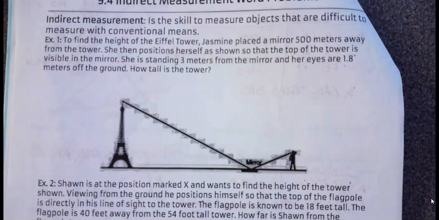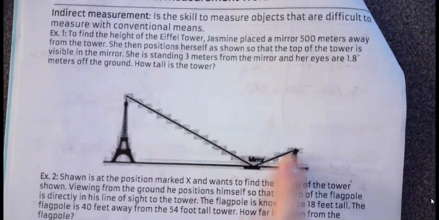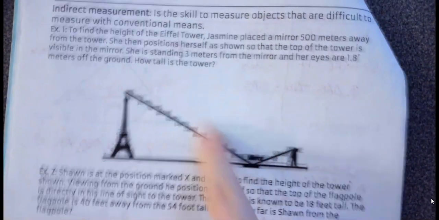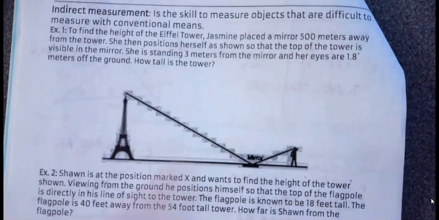Okay, so find the height of the Eiffel Tower. Jasmine places a mirror 500 meters away from the tower. Then she positions herself as shown. So it's like the mirror is here, she's standing here. She can see the top of the Eiffel Tower in the mirror, which shockingly actually works.